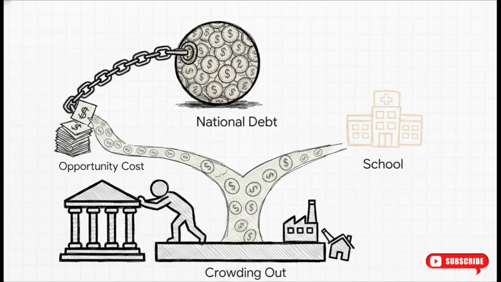But the third point is super fascinating, especially for economists. It's called the crowding out effect. When governments borrow these massive sums of money, they can actually drive up interest rates. This makes loans way more expensive for everyday consumers and private businesses, effectively crowding out private sector investment and slowing down economic growth.